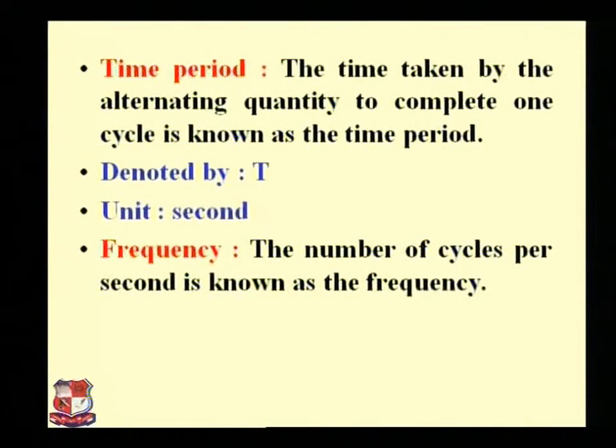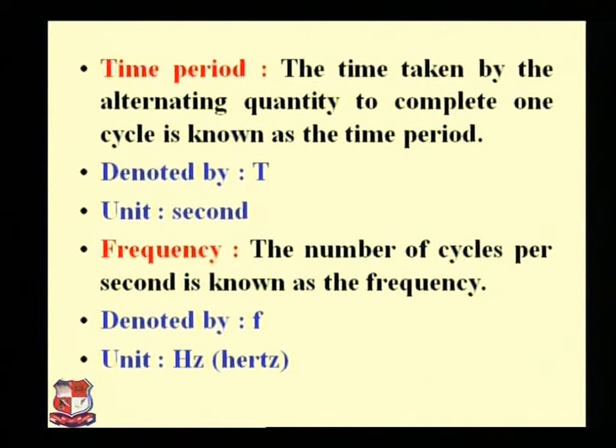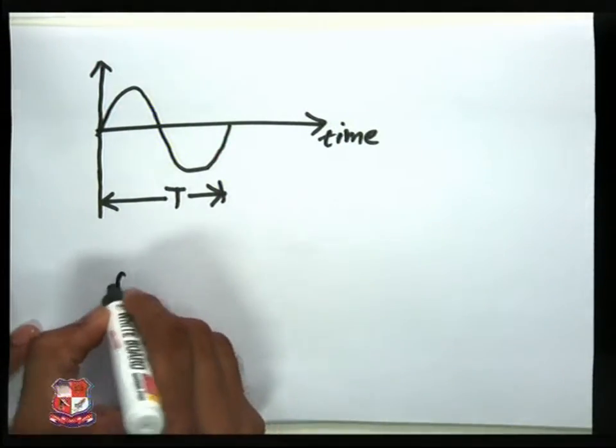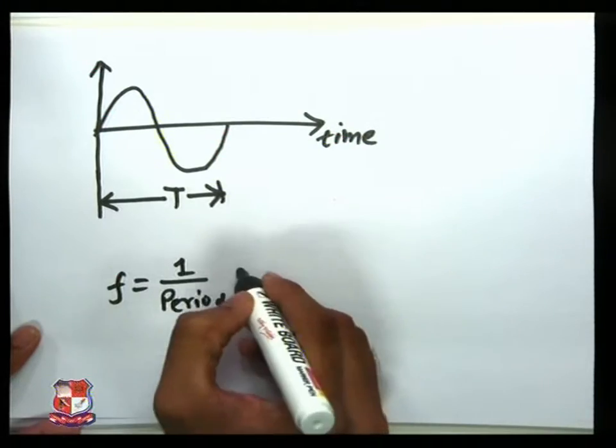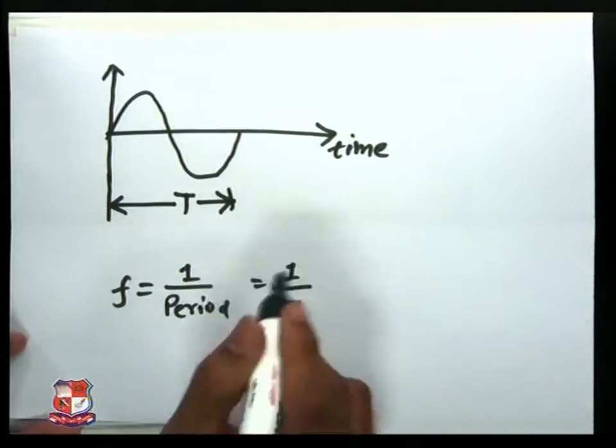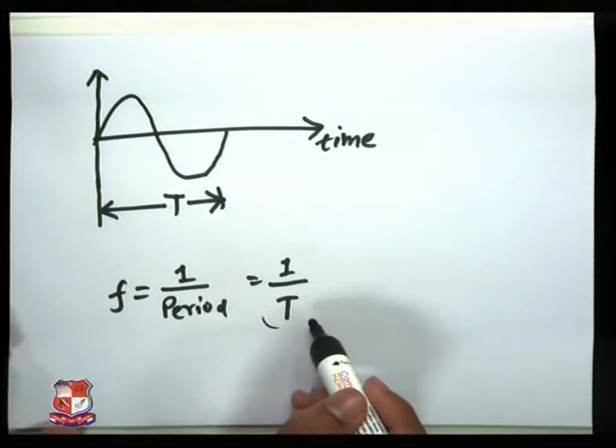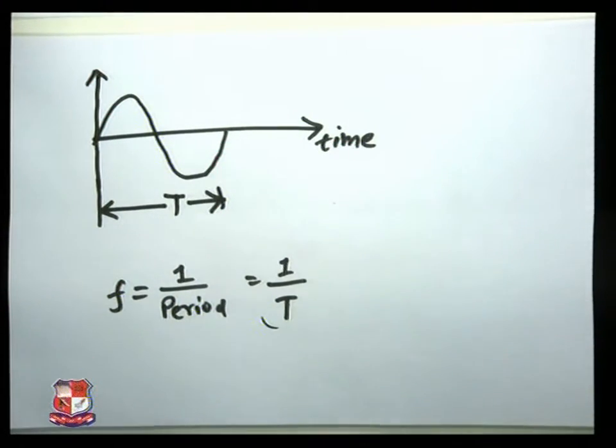Now second is frequency. Now what is frequency? The number of cycles per second is known as the frequency. Frequency is denoted by F. Frequency is given by F equals 1 upon T, and the unit is hertz. So frequency is the number of cycles in a given time period. Frequency is also represented by 1 upon the period, or 1 upon T. So in a total time of 1 second, the number of cycles represents the frequency.